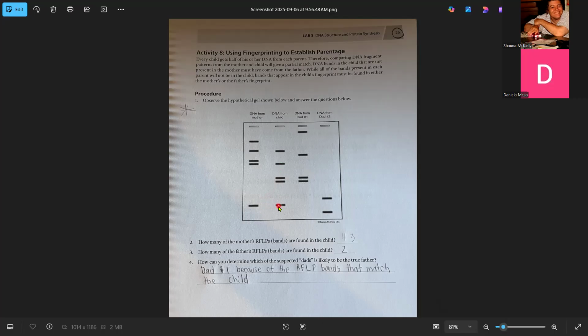And then there's two of the father's bands right here. These two match. And it says dad number one, and I agree with that. That's dad number one. Very good. And that was the end of that lab.